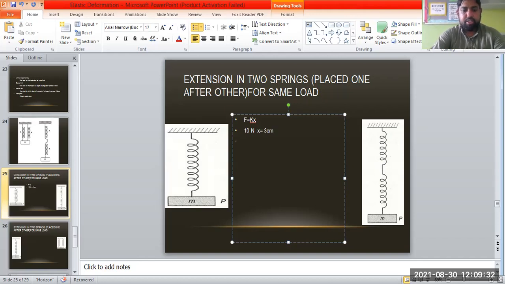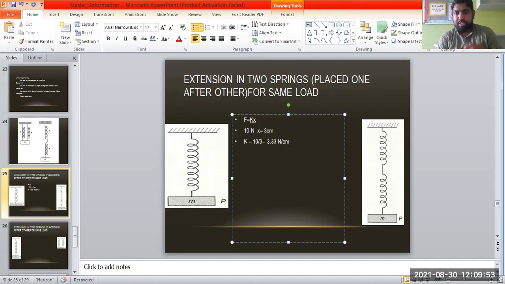So what will k be? k will be 10 upon 3, that will be equal to 3.33 something newtons per centimeter. So this will be the k for this given data.